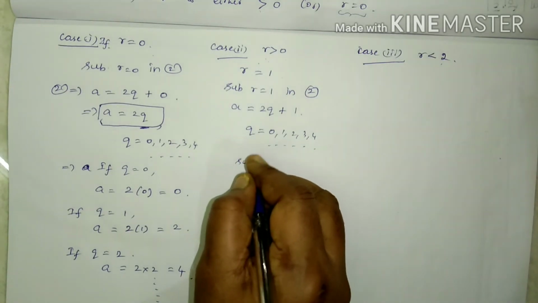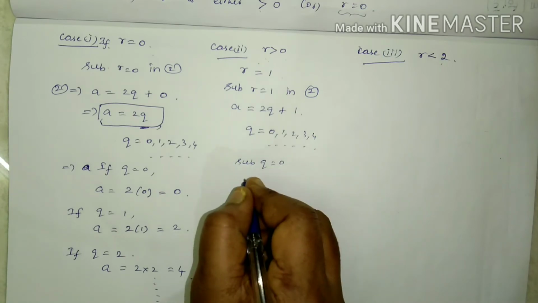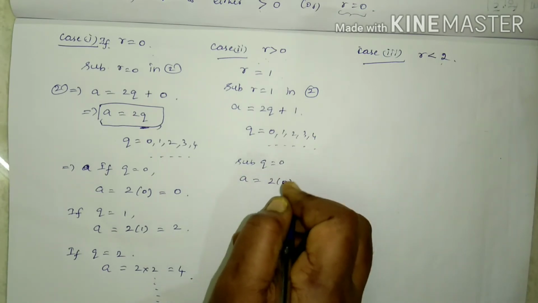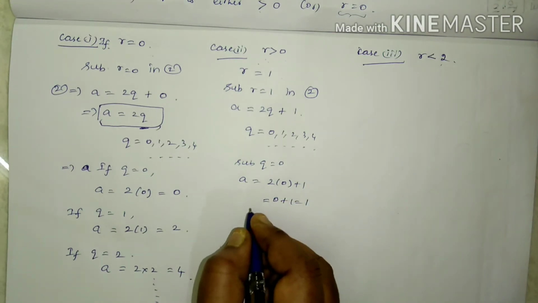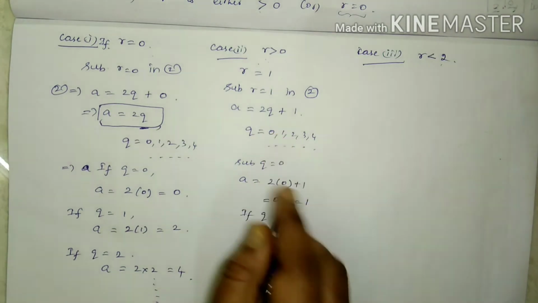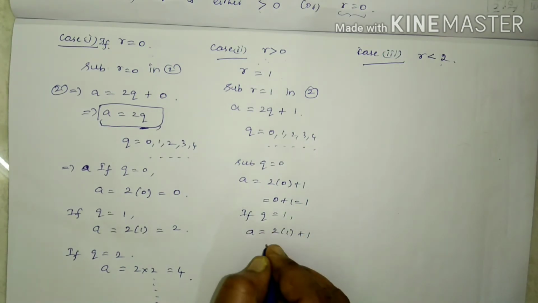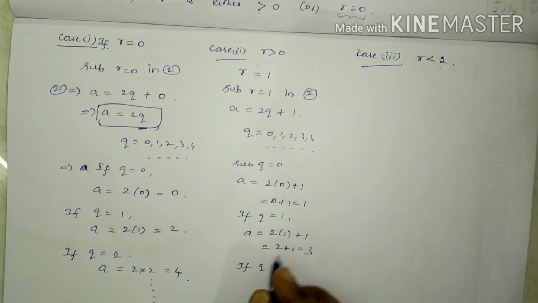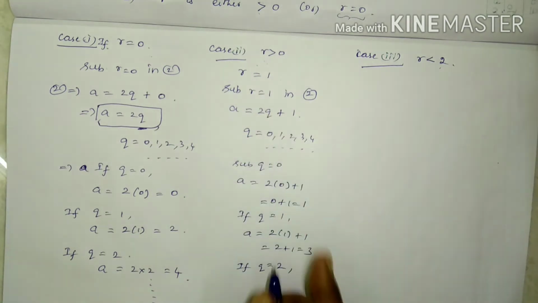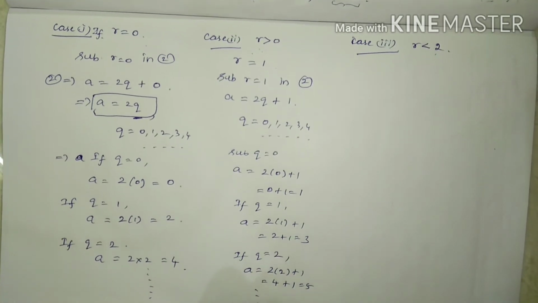So substituting q equal to 0 in our equation, a equal to 2 into 0 plus 1, which is equal to 0 plus 1 equal to 1. If suppose q equal to 1, then a equal to 2 into 1 plus 1, that is 2 plus 1 equal to 3. If suppose q is equal to 2, then our equation becomes a equal to 2 into 2 plus 1, which is equal to 4 plus 1 equal to 5, and it goes on.